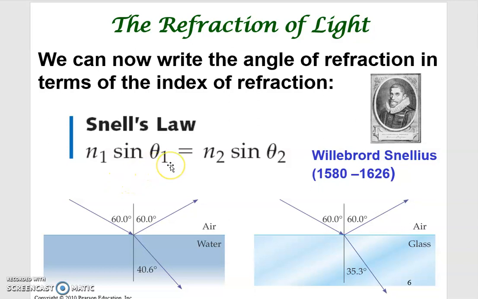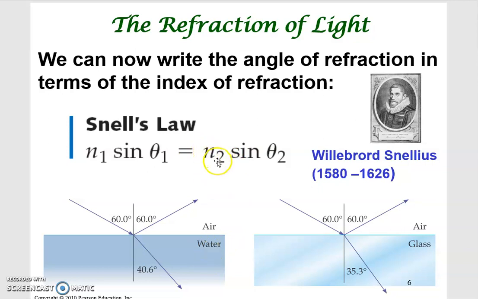And theta 1 is the incident angle, theta 2 is the refracted angle. So let's take a look at these two different materials. If you have air and water, and water is more dense than air, originally the incident angle is 60, and the index of refraction n1 is 1 for the air. And for n2 in the water, the value is bigger than 1.